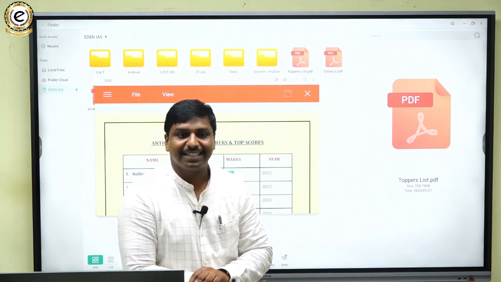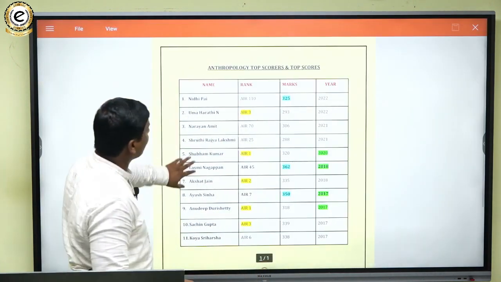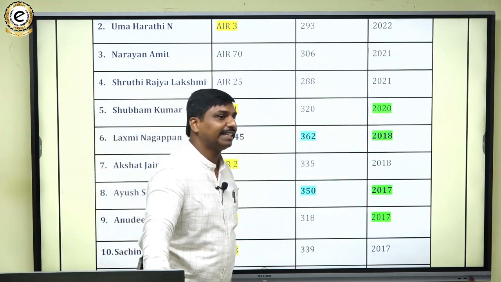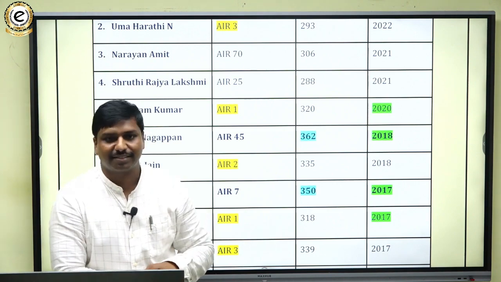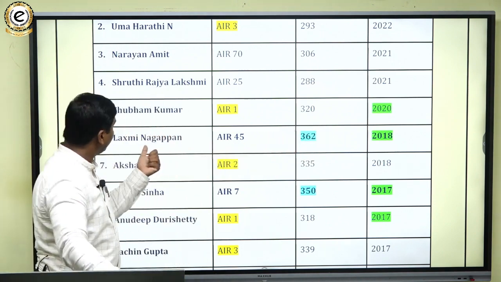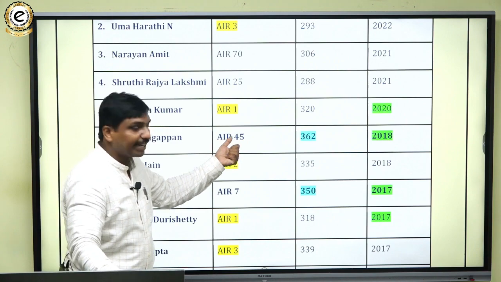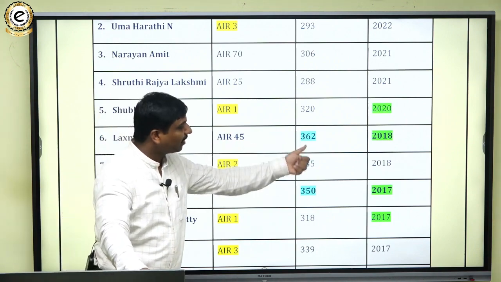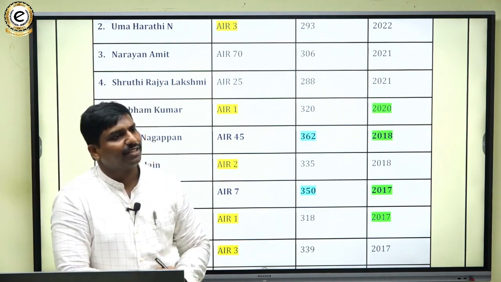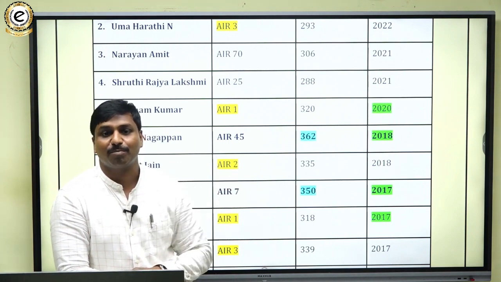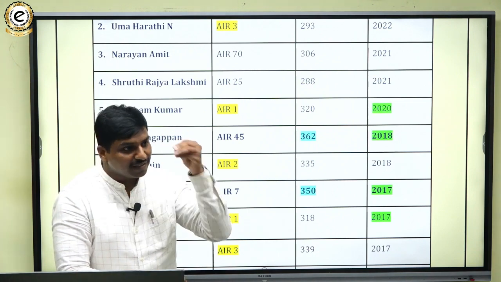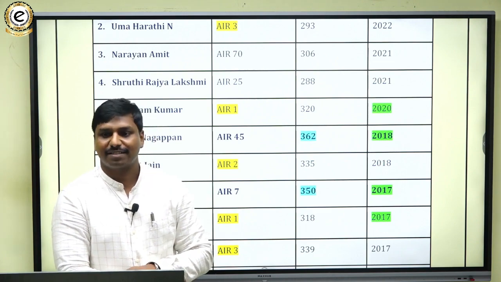In anthropology, the top scorer got 362. This was the top score ever in any optional. In 2018, there was a student named Lakshmi Nagappan, who got All India rank 45 and 362 marks. Anthropology continuously produces results with more than 300 marks every year, which shows a consistent success rate.